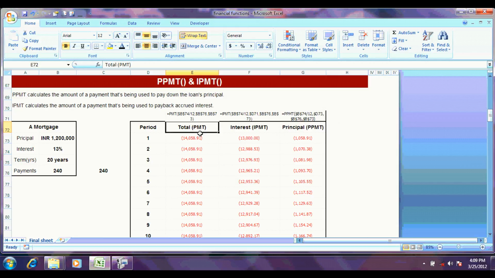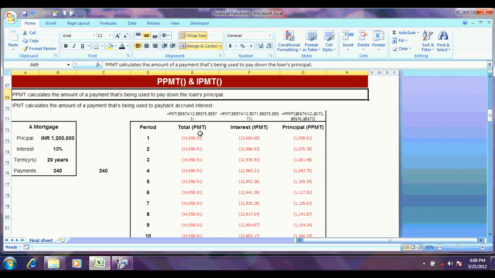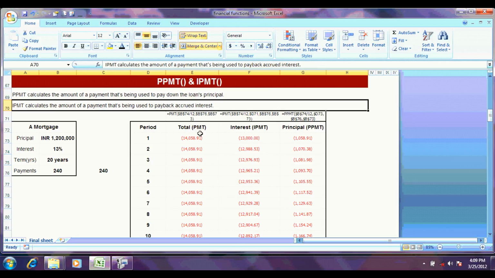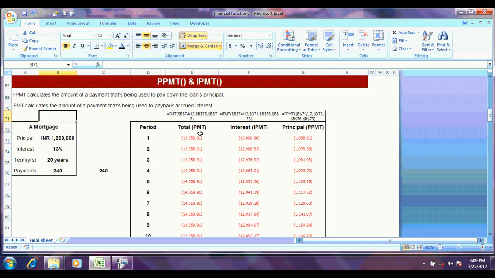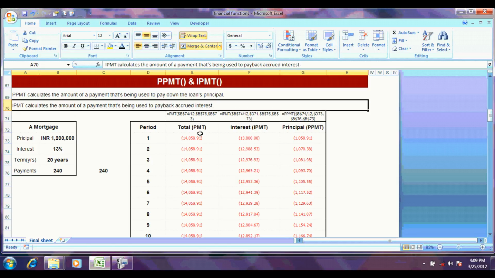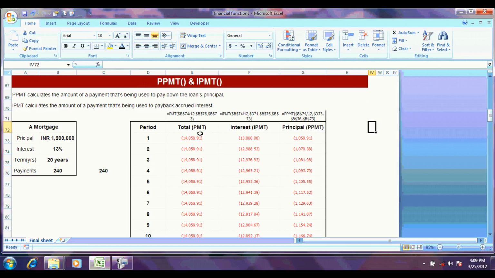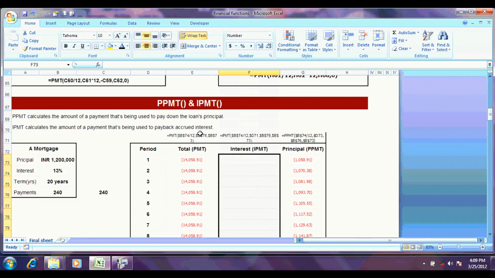Okay, so PPMT calculates the amount of payments that is being used to pay down the loan's principal. In this case the principal is around 12 lakh rupees, and IPMT calculates the amount of payment that is being used to pay back accrued interest. So using the same, let me show you how to calculate it.